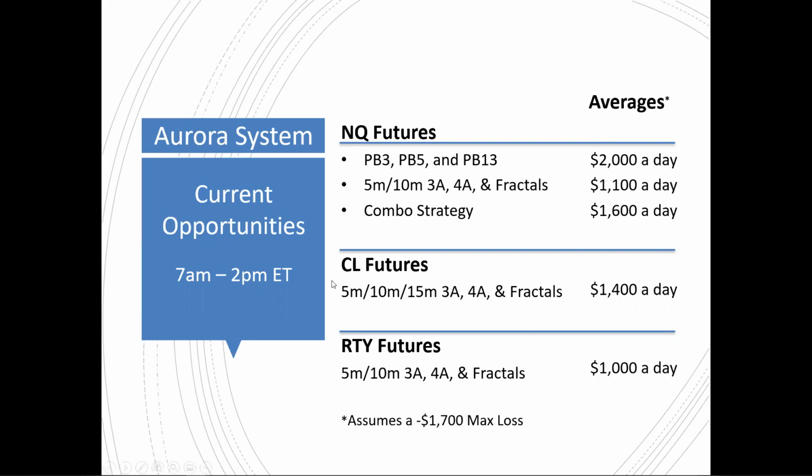And then our other averages we track on oil, the oil futures, the 5, 10 minute, 15 minute, 3A, 4A, and fractals averages $1,400 a day. And then the RTY futures, the A strategy, averages $1,000 a day. All of these strategies assume a $1,700 max loss. We talked about stopping points, when to stop trading. This is our stopping point with our research, is that $1,700 max loss. So all of these averages, these are all based on 1 contract. So of course, if you trade 2 contracts, you can double all of these numbers for the averages.